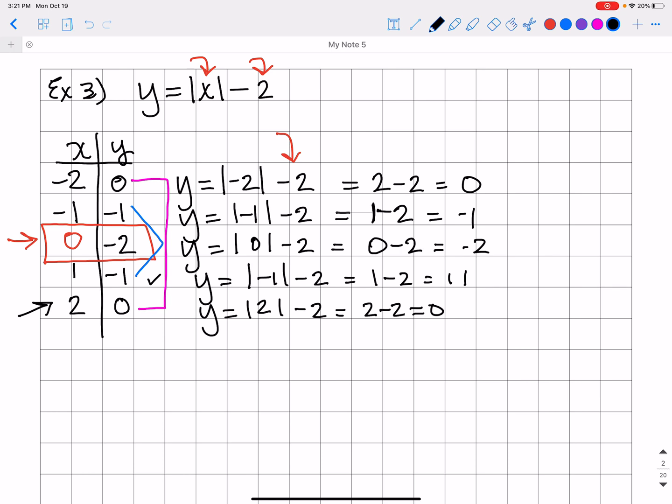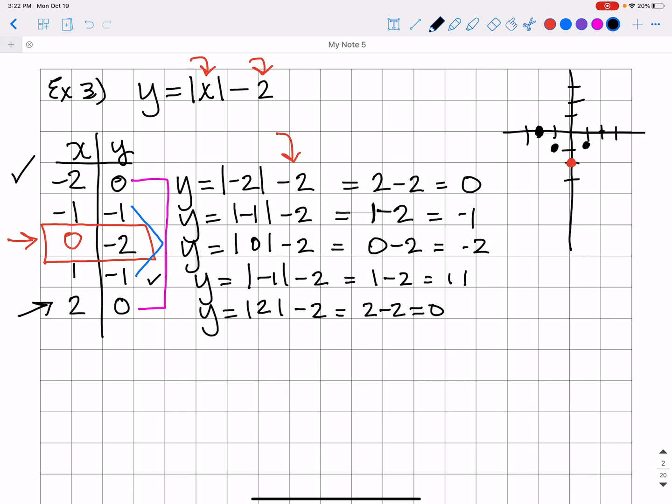All right, so now I've got my 5 points. I'm ready to graph. So let's give ourselves a graph here. All right, so we're going to plot the point -2, 0. That's our first point right here to plot. So -2, 0 is right there. And then -1, -1 is there. And then our vertex point is 0, -2. And then our next point is 1, -1.